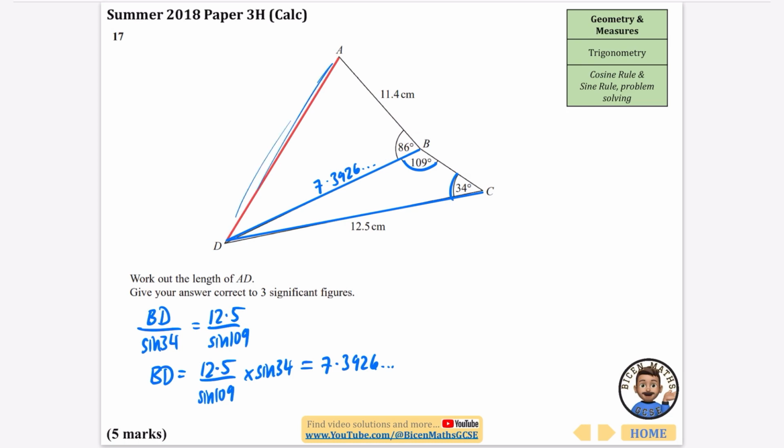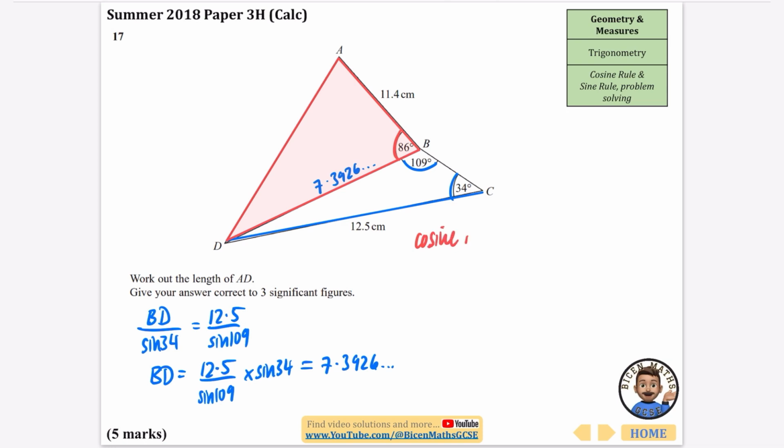We're trying to find out the length of AD that we have, and I think we might be able to do the cosine rule for this, because we've now got in this triangle a side that I know about, another side that I know about, and the angle that goes between them, which means that I can do the cosine rule in red.